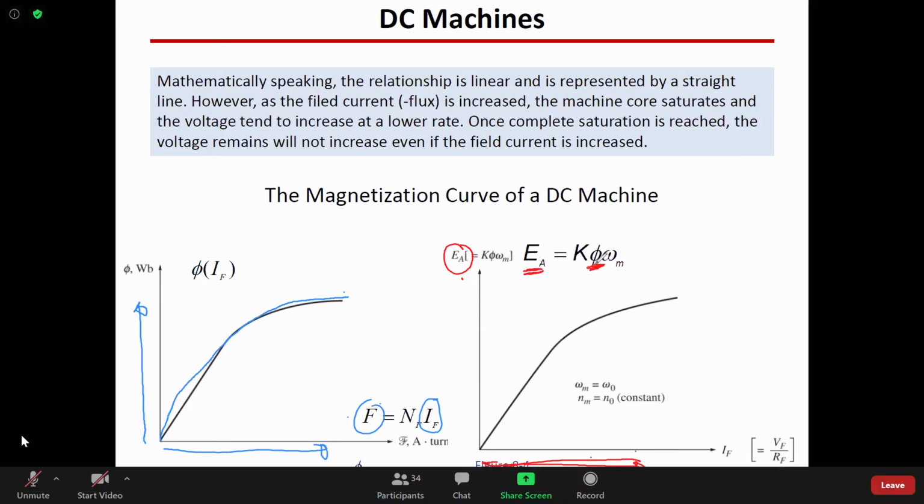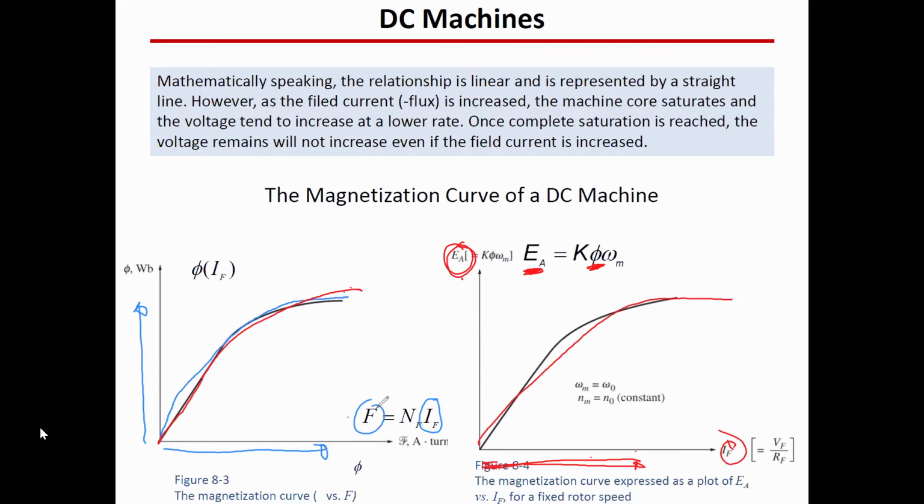But at certain point, the flux will be saturated and the voltage also will be saturated. So it's the same relation, the BH curve applied also to the generator case between IF and EA, or between MMF and the flux. So these are using electrical quantities, these are using magnetic field quantity.